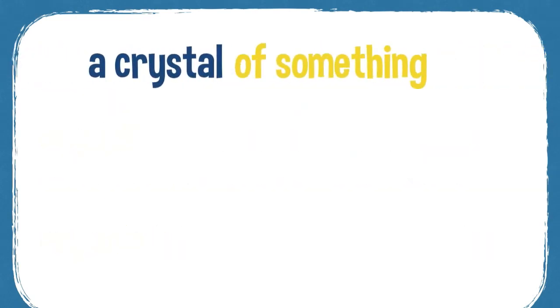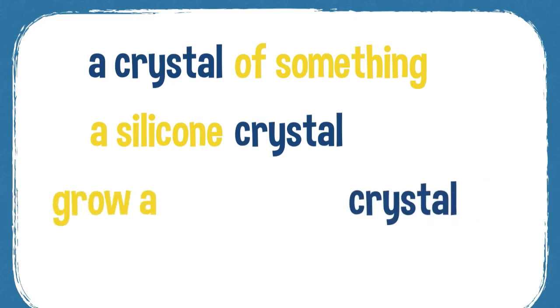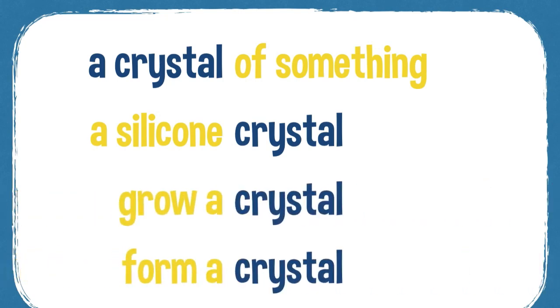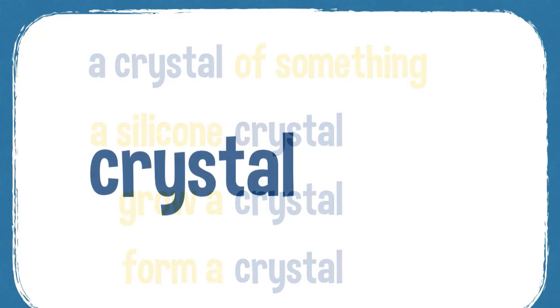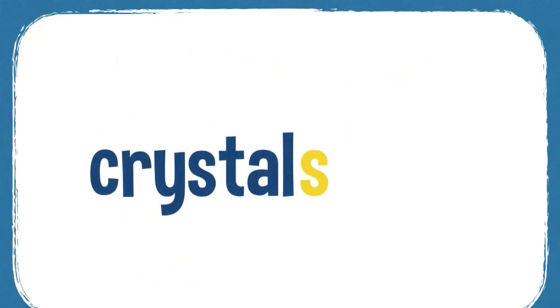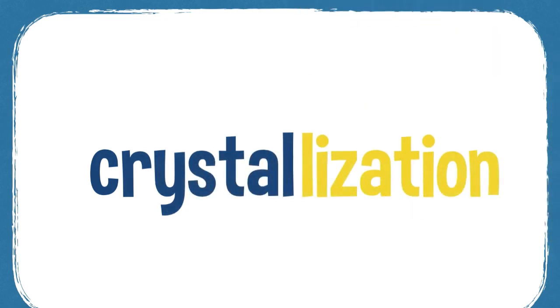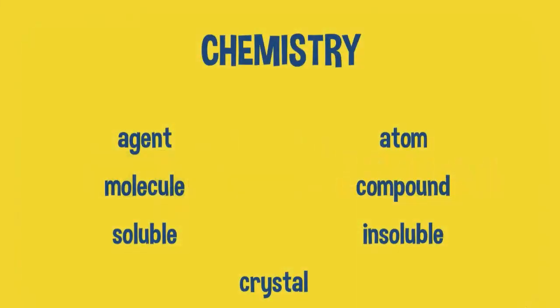So a crystal of something, we say. A silicon crystal, you grow a crystal, you form a crystal. So a crystal, you can have crystals, and the process, or the verb is crystallizing, and the process is crystallization. Crystallization is the process of crystallizing something. So there are your 7 chemistry words then. Agent, atom, molecule, compound, soluble, insoluble, crystal.